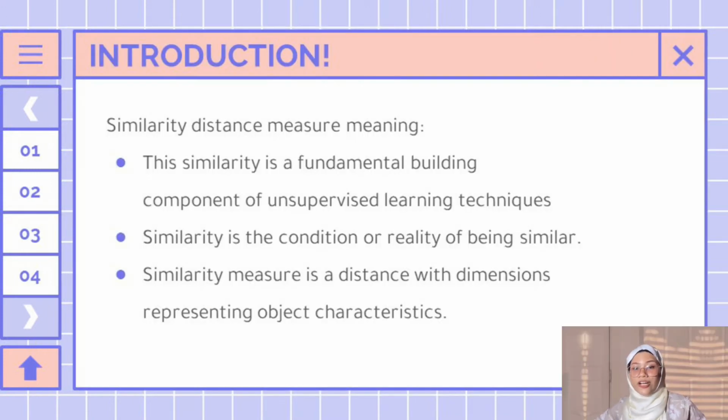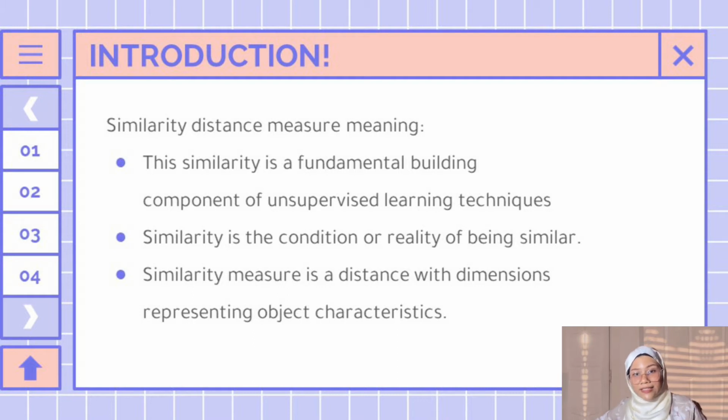So I'll start with the introduction. Among data mining practitioners, the term similarity distance measure has a broad range of meanings. Similarity is a fundamental building component of unsupervised learning techniques such as clustering and classification. Similarity is the condition or reality of being similar. It quantifies how similar two items are.